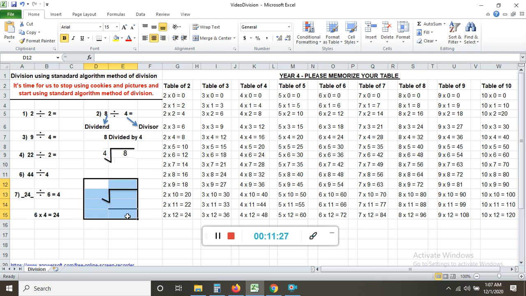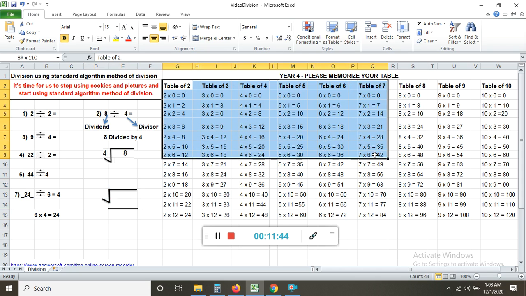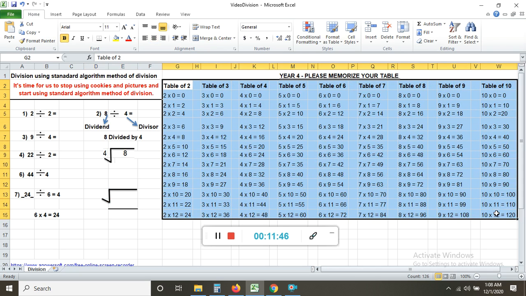Okay, this concludes our lesson for today, and I hope you have learned how to divide using the new method that we have learned here today. And I wish everybody all the best. And one more thing before we go, I want you to memorize these tables, because these tables will make it really easy for you to do your division. Thank you very much. Thank you for watching, and good luck.